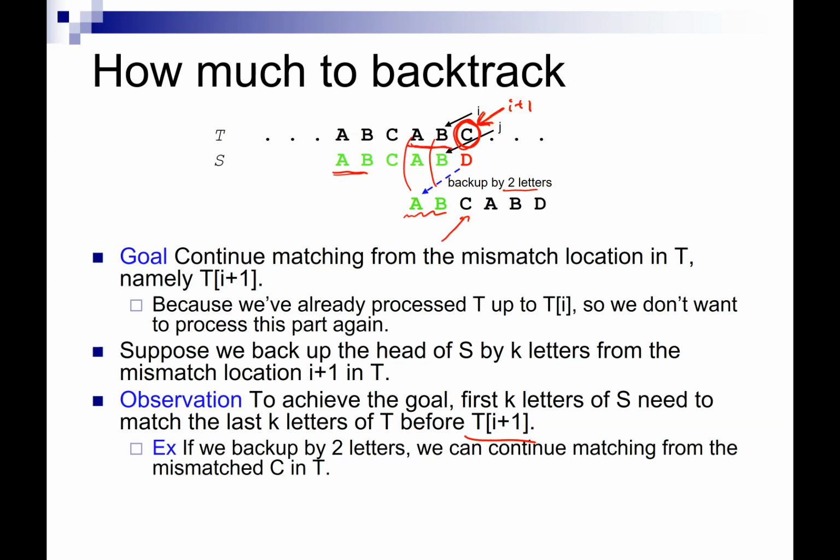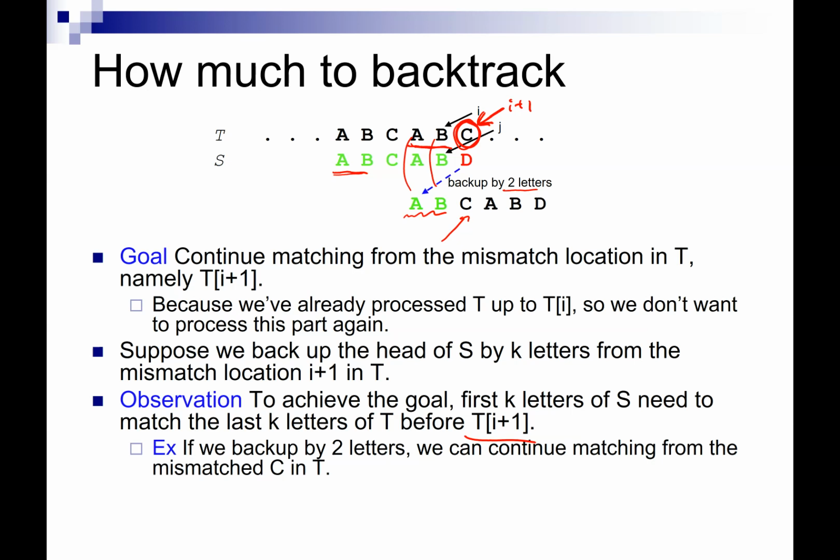And then also the next letter of S. Okay, so if we know that the first two letters of S match the last two letters of T, then we're allowed to do this. Now, in the KMP algorithm, instead of matching the first k letters of S to some letters from T, what we're going to do is match part of S to itself.